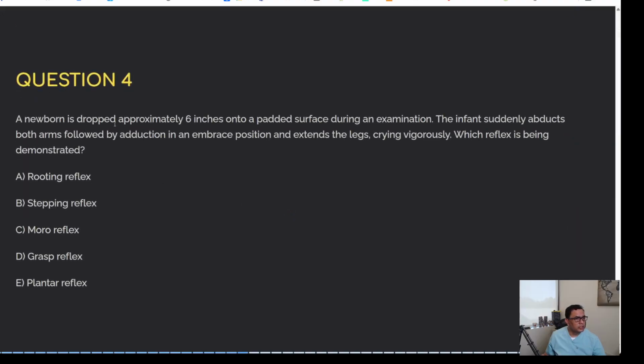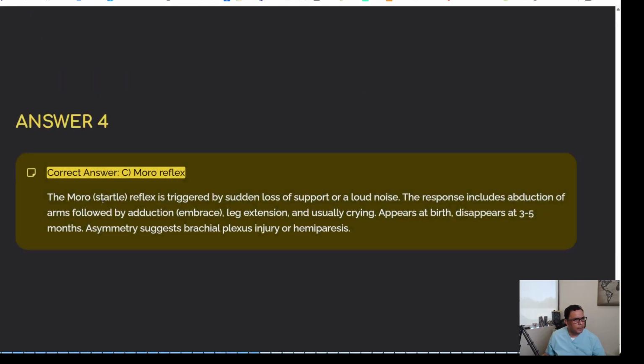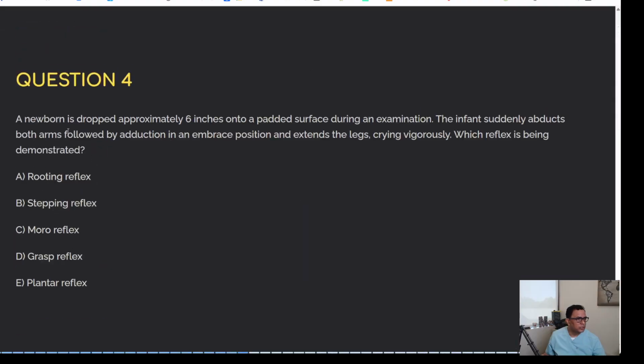The newborn is dropped approximately 6 inches onto a padded surface during examination. The infant suddenly abducts both arms, followed by adduction in the embrace position, and extends the legs and cries. What reflex is this? Stepping, I think, maybe stepping. Oh, sorry, Moro reflex. The Moro reflex is triggered by sudden loss of support. So let's redo this.